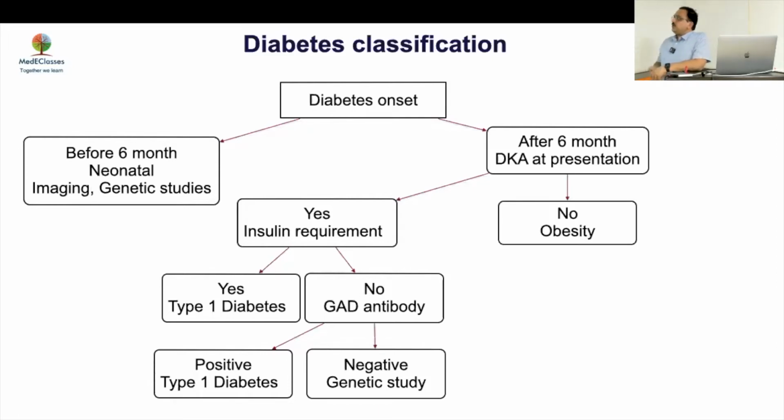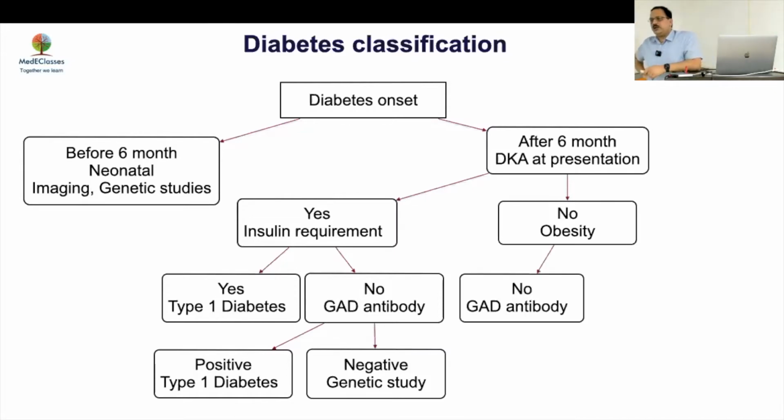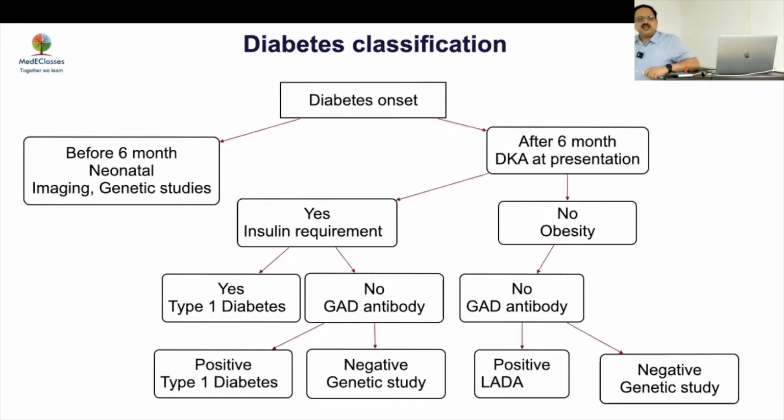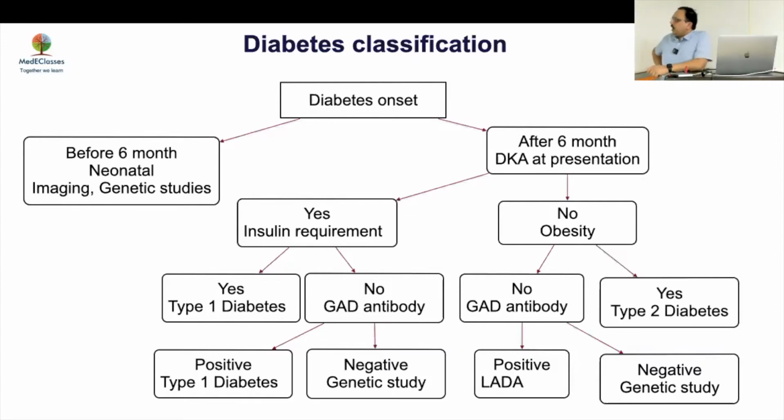On the other hand, if there is no DKA and there is no obesity, now this is a confusing picture. This can be MODY or it can be LADA, because it may evolve over time. So don't leave it, do a GAD antibody. If the antibody is positive, this is LADA. If it is negative, go for a genetic study. And if there is obesity, no ketosis, child is stable, this is most likely type 2 diabetes. So this is how you classify. Don't do investigations in everybody. You just classify like that.